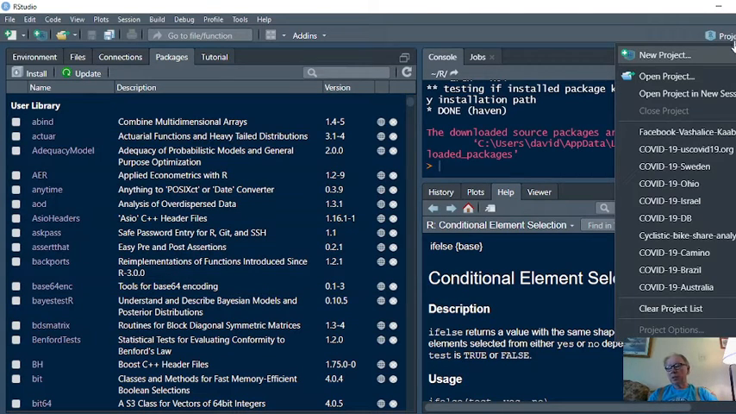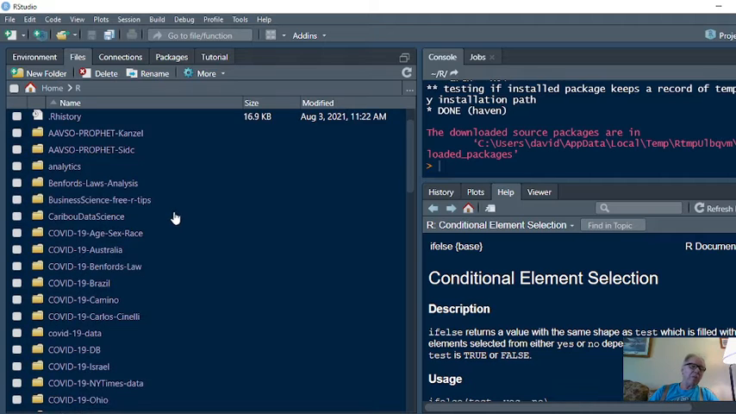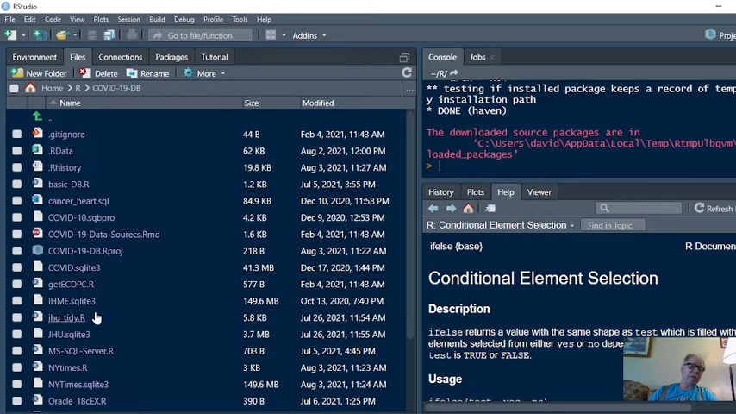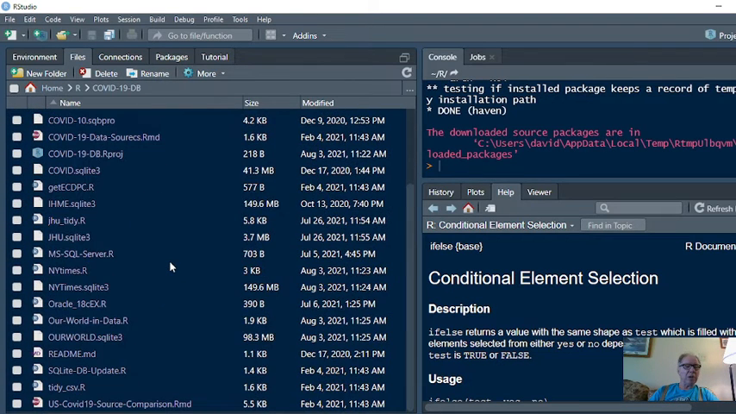Today is Wednesday, September the 4th, 2021. And I just downloaded all my data files. Now I'm going to come back and update the database and then get on with the show.